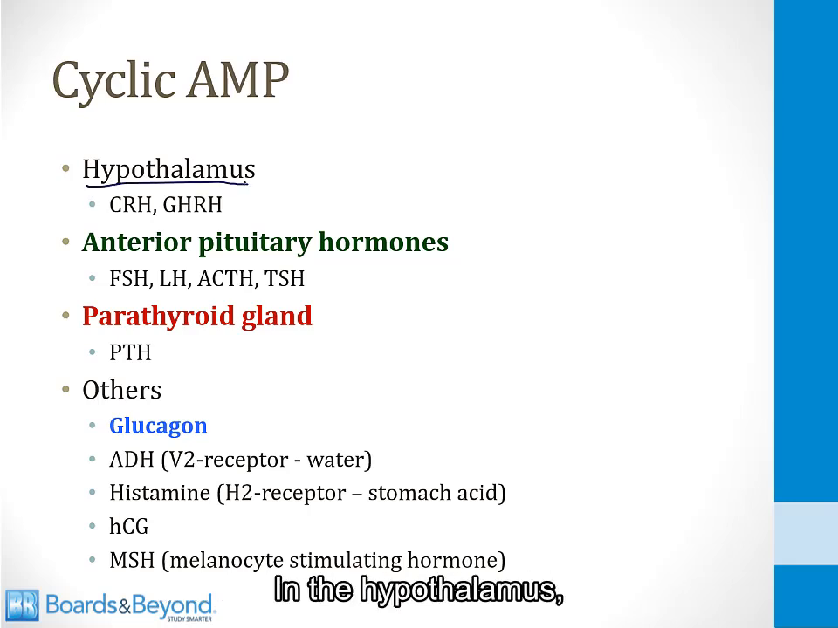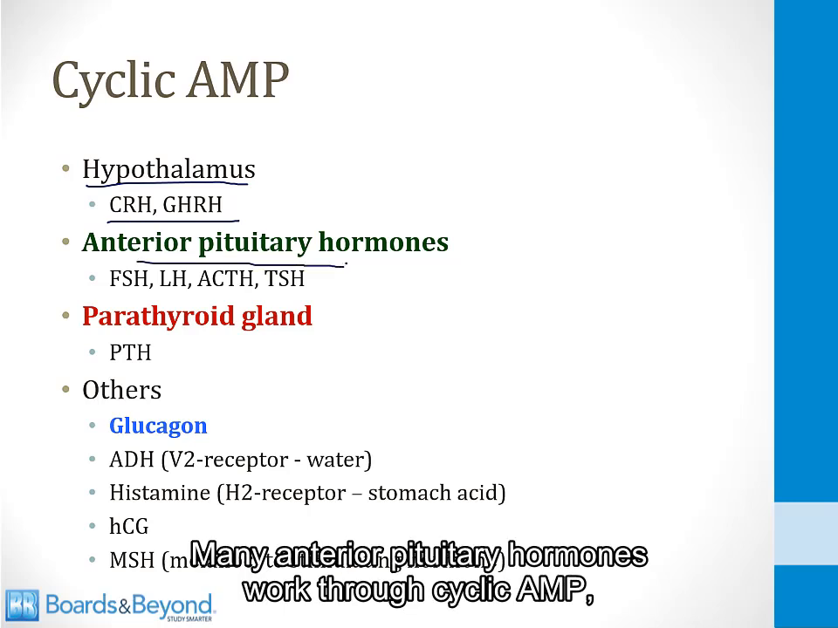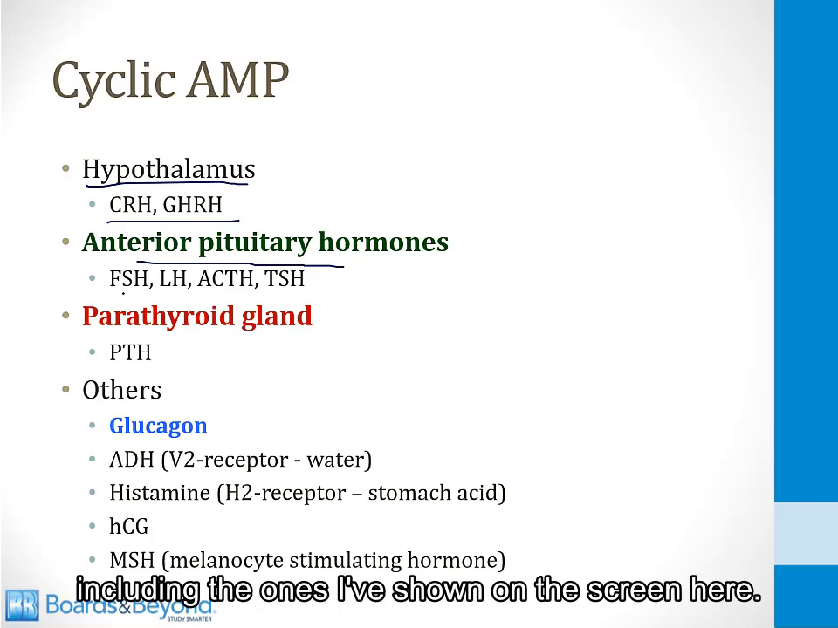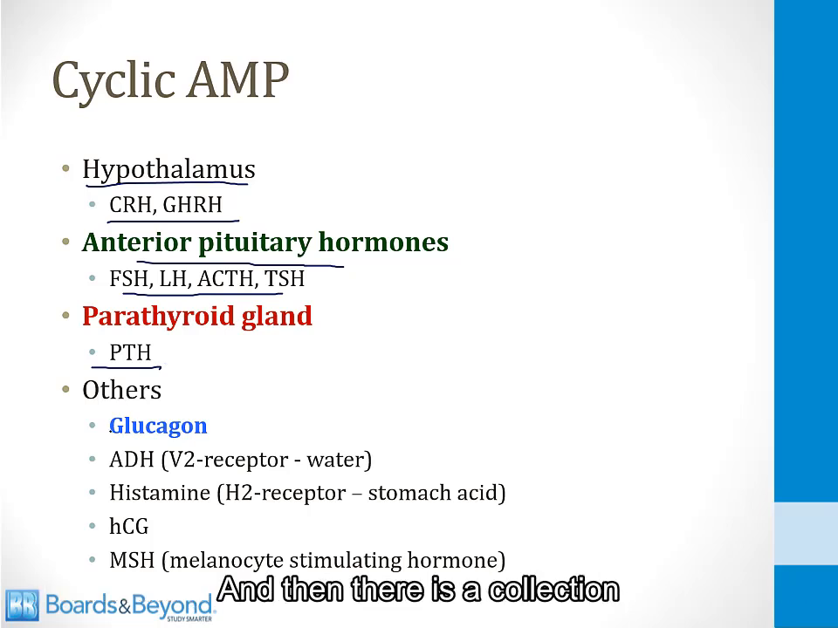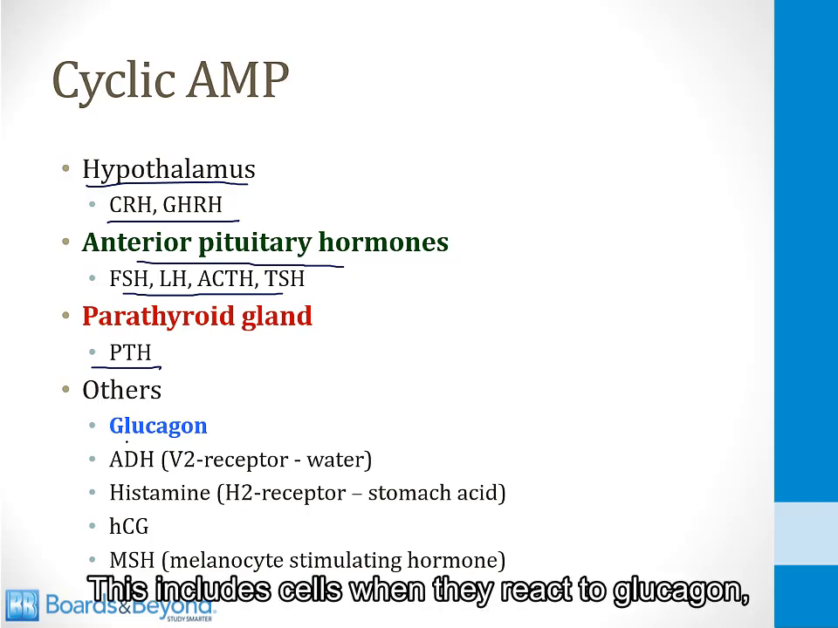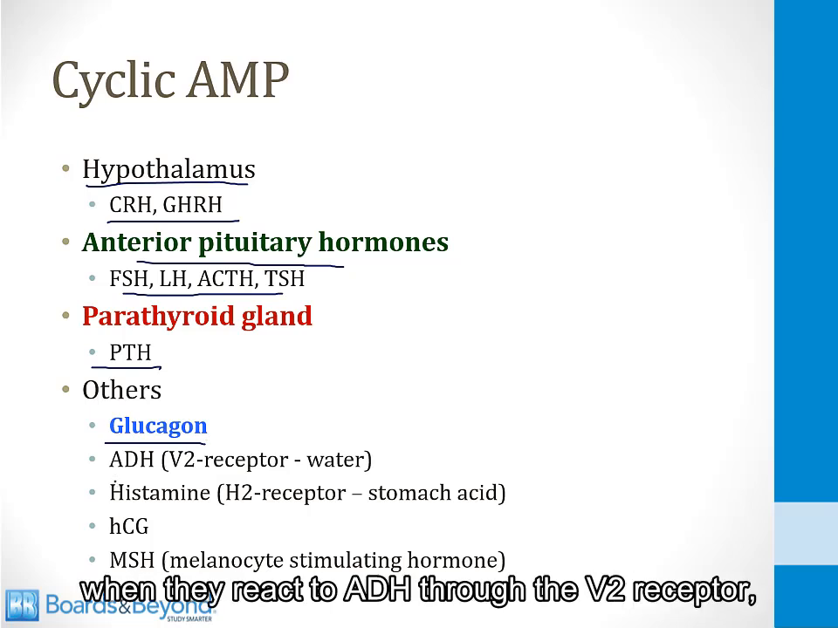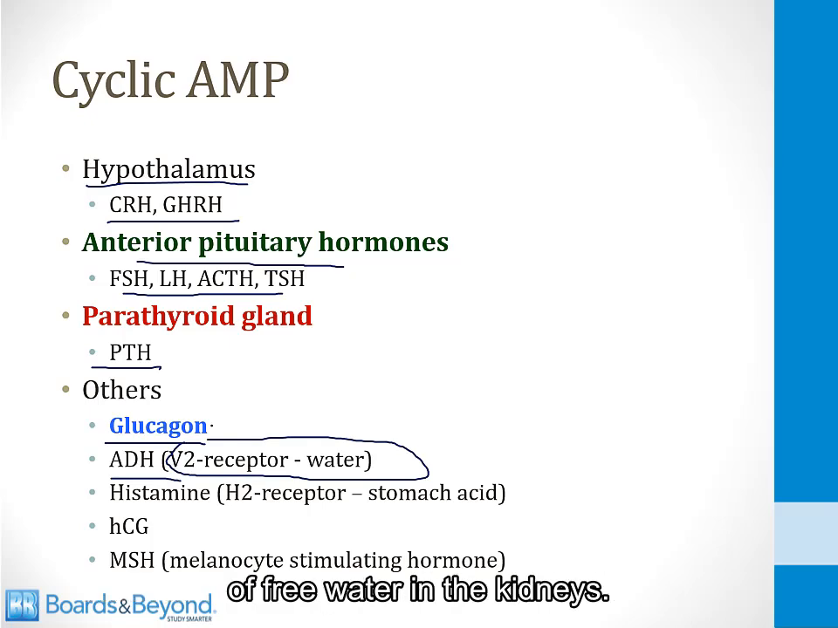In the hypothalamus, cells respond to CRH and GHRH through cyclic AMP second messenger systems. Many anterior pituitary hormones work through cyclic AMP, including the ones I've shown on the screen here. PTH in the parathyroid gland works through cyclic AMP, and then there is a collection of other systems that work through cyclic AMP. This includes cells when they react to glucagon, when they react to ADH through the V2 receptor, which is the receptor that's important for retention of free water in the kidneys.